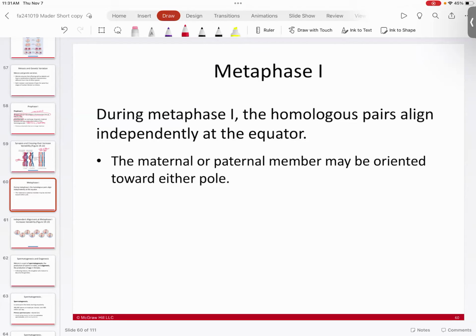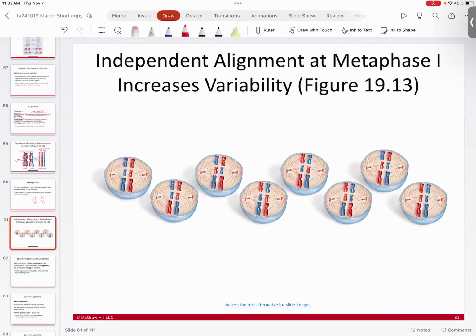And as they align at the equator, basically it's a 50-50 chance as to whether either the mom or the dad chromosome is aligned at any given point. So for instance, how do I know that my homologs will align as mom on the left and dad on the right? Well, this is a 50-50 chance because I could equally get dad on the left and mom on the right. This is also a 50-50 chance. So which one goes to which pole is a little bit of a coin flip. That's what's called independent assortment or independent alignment along metaphase 1.